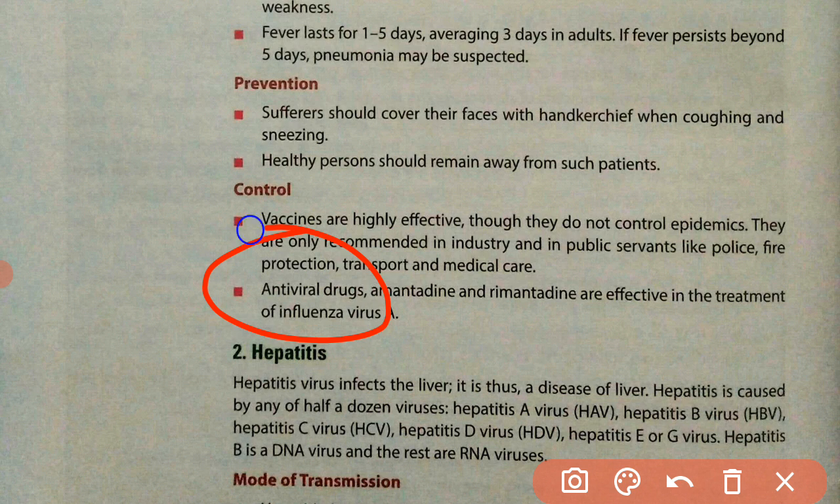Some antiviral drugs are also there, like amantadine and rimantadine. These antiviral drugs can treat influenza A virus and can save lives. So this is all about influenza.